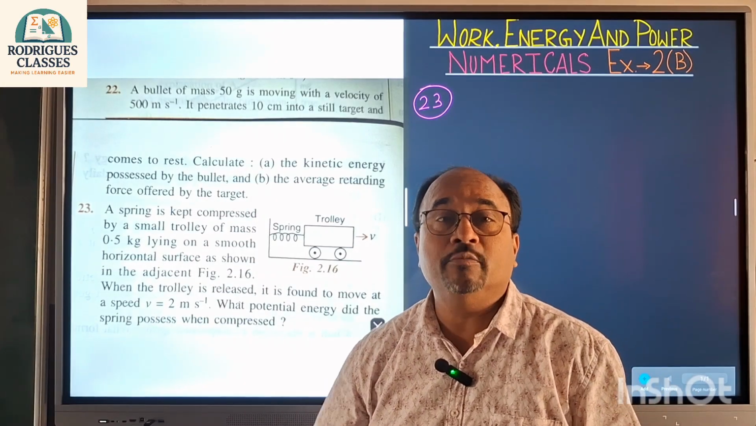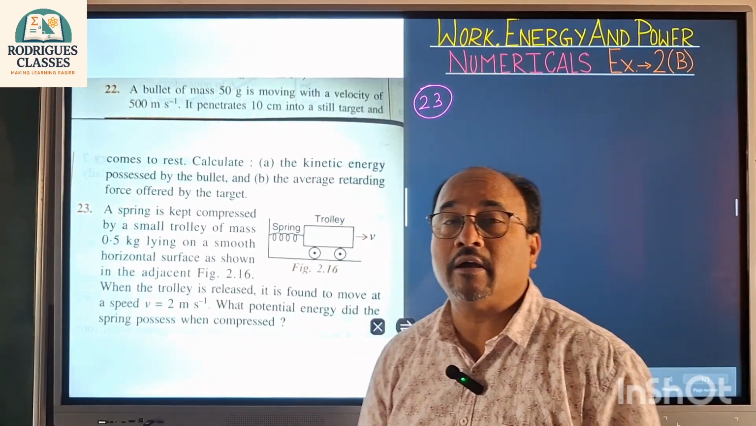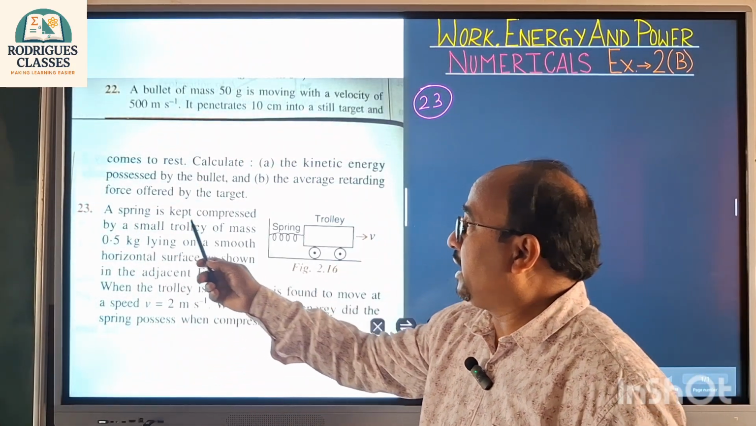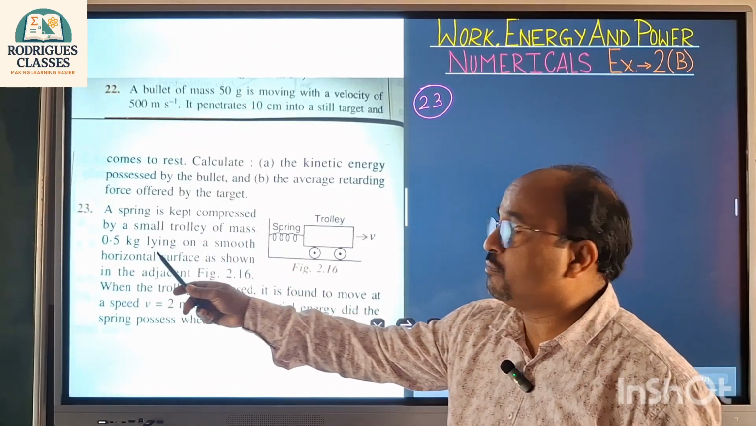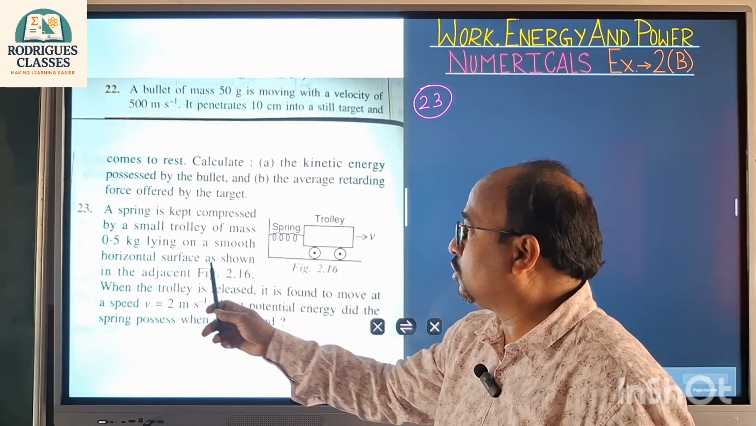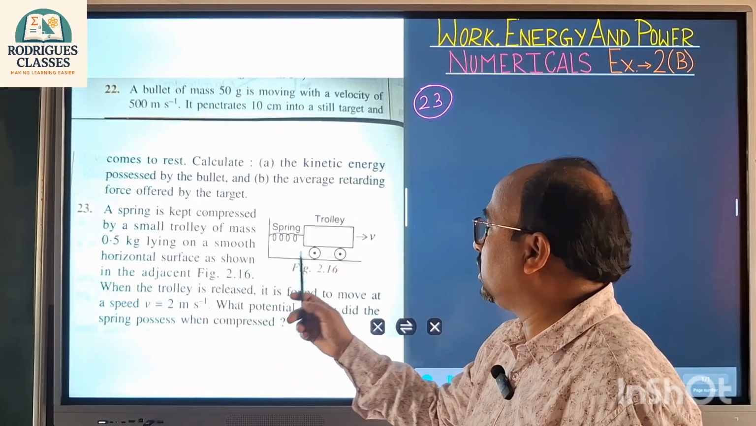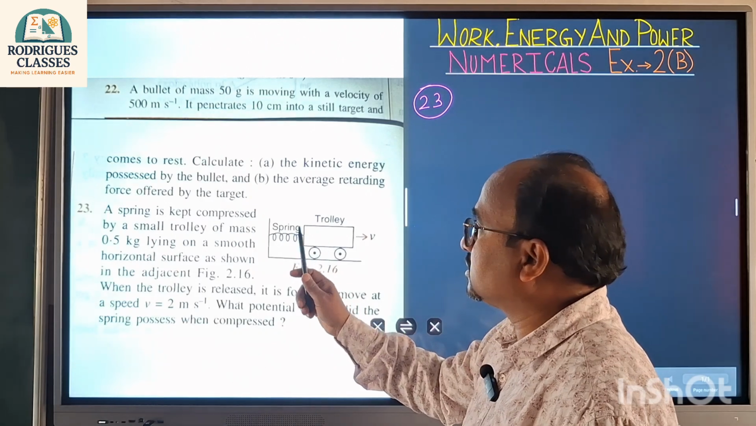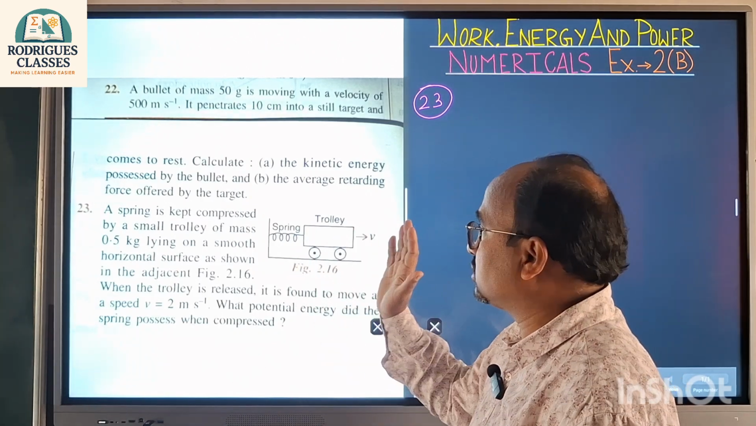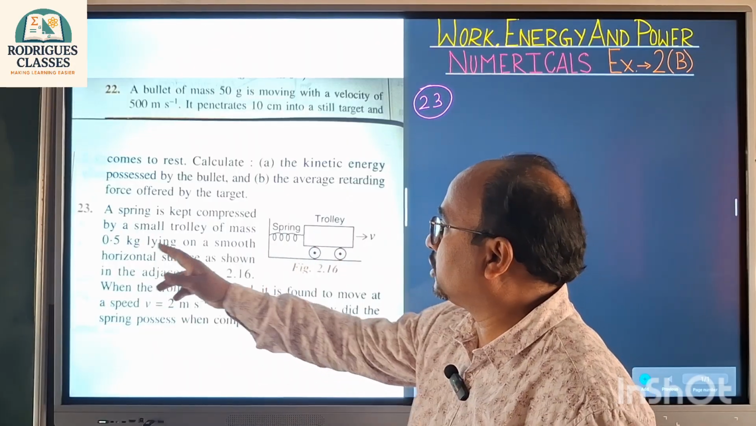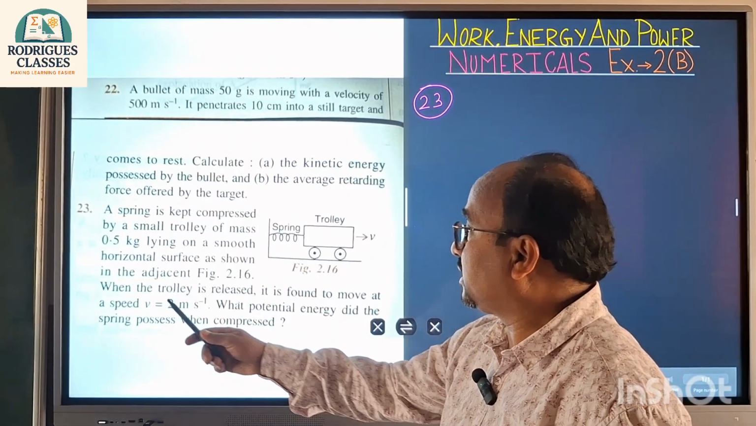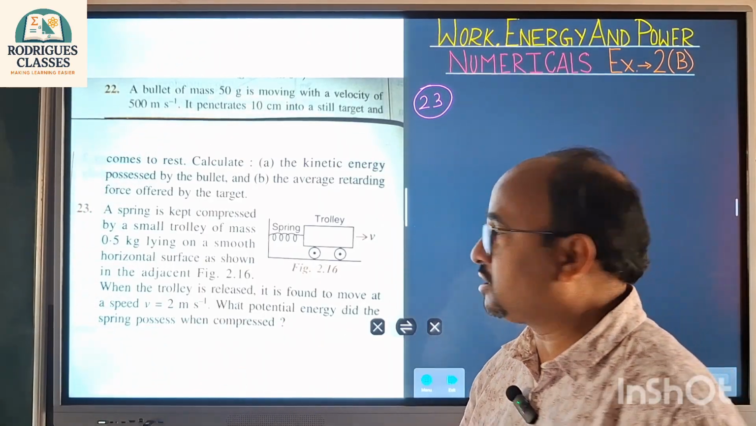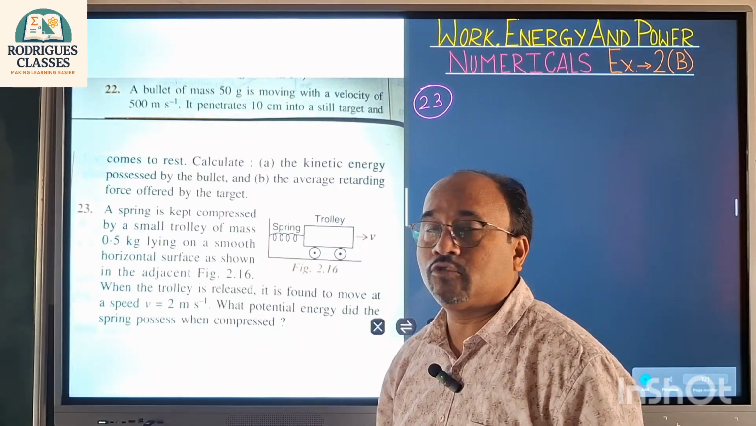So coming to the last numerical of the second part of work, energy and power, it's a very, very good numerical. A spring is kept compressed by a small trolley of mass 0.5 kg lying on a smooth horizontal surface in the adjacent figure 2.16. So what it says till here should be understood. This is a trolley and this is a spring which has been kept compressed by this trolley. The mass of the trolley is 0.5 kg. It says when the trolley is released, now the trolley is not bound by any force, it is just released. It is found to move at a speed of 2 meter per second.